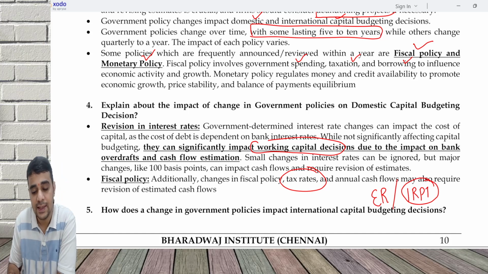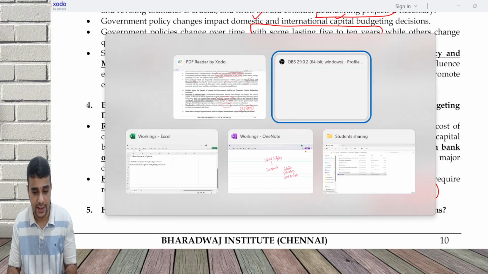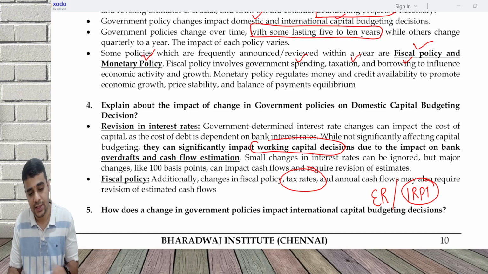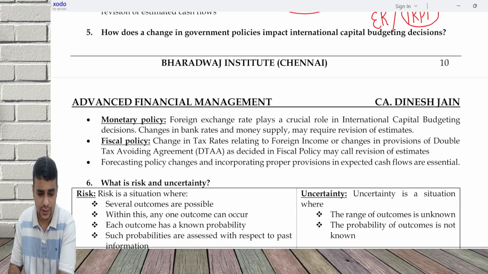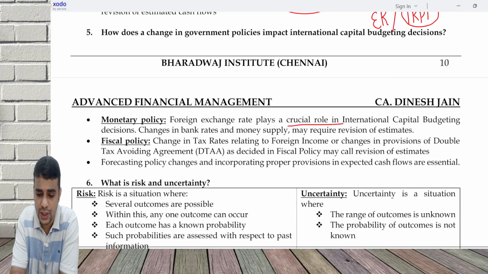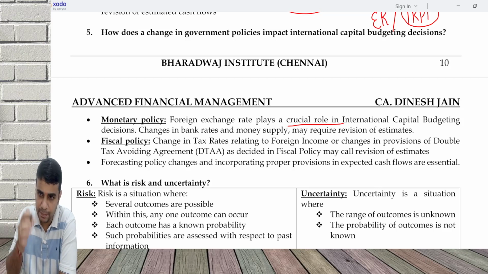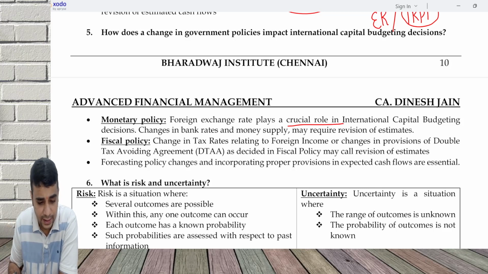IRPT is going to play a significant part in the estimation of your exchange rates. So, foreign policy plays a crucial role in international capital budgeting. Changes in bank rates and money supply may require revision of estimates, because one, it will have an impact on the future exchange rates, and it can also impact my project which is going on in that country.